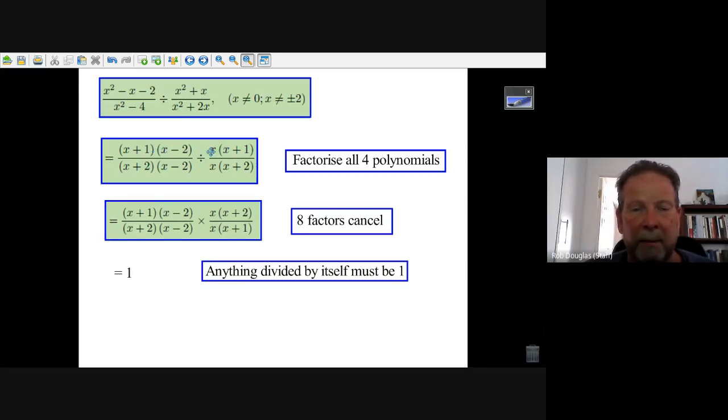Now here you can factor out the x times x plus 1, x squared and x. Factor out another x here, x times x plus 2. Now when you divide, you change it to times, and the bottom goes to the top. You tip it, you invert it, and the top goes to the bottom. Now look at all this stuff. The x minus 2 cancels with x minus 2, x plus 2 and x plus 2, x and x, plus 1 and x plus 1. Hey, everything cancels, gets divided by itself and equals 1. The top is exactly the same as the bottom, and anything divided by itself is 1.